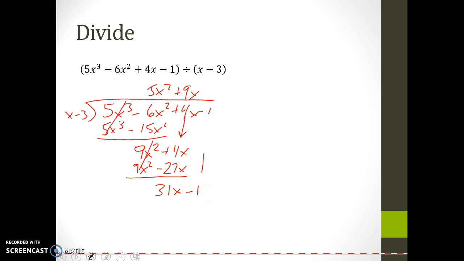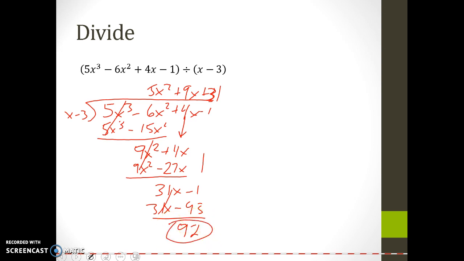So I'm going to ask myself, what do I multiply x by to get 31x? And that's 31. And so 31 times negative 3 is negative 93. And 31 times x is 31x. So my leading terms cancel. But negative 1 minus a negative 93 is a positive 92. And so this would be 5x squared plus 9x plus 31, remainder 92.